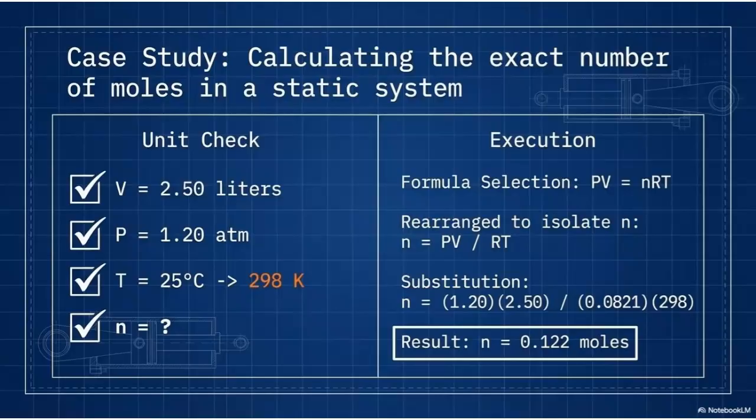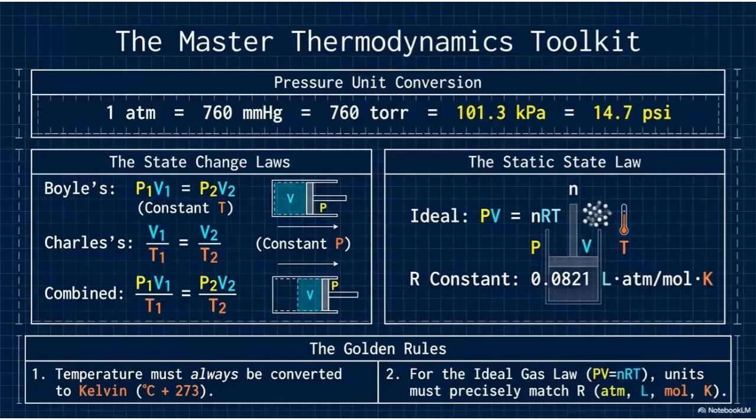So I have 3 sig figs, but it should be 2 because my temperature is only 2. So that answer should be 0.122 moles. 0.12 moles to have the correct number of sig figs.